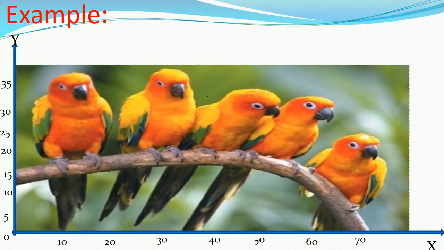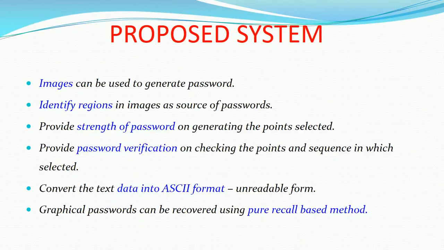Coming to the proposed system, images can be used to generate passwords, and in an image you need to identify regions as the source of passwords. You need to provide the strength of the password on generating the points selected, and also provide password verification by checking the points and the sequence in which they are selected. You can also convert the text data into ASCII format and unreadable form. Graphical passwords can be recovered using pure recall based methods.